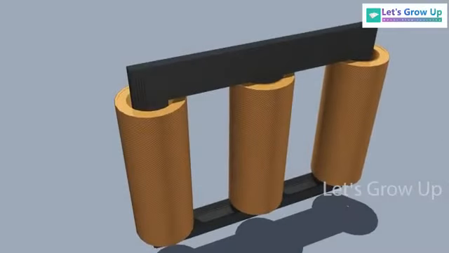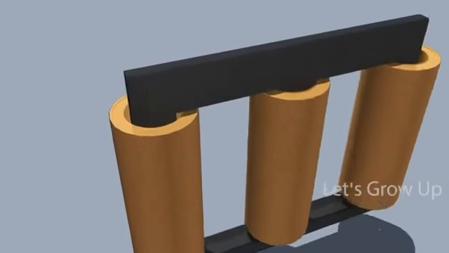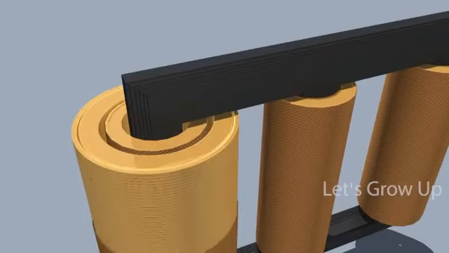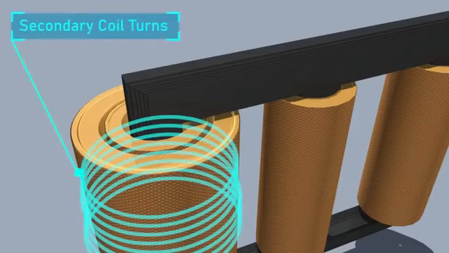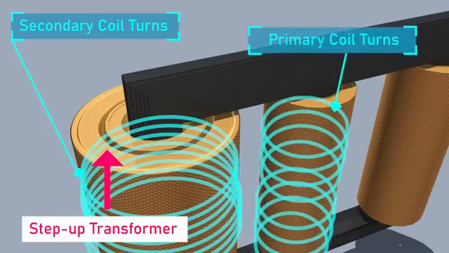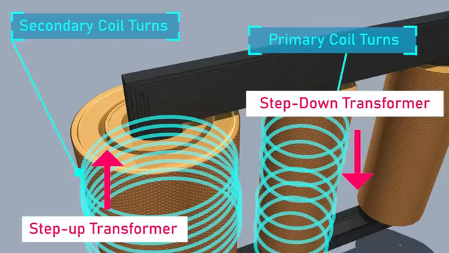The winding which receives electrical power from the source is known as the primary winding. The winding which gives the desired output voltage, due to mutual induction, is commonly known as the secondary winding. Here, if the number of secondary coil turns is greater than the number of primary coil turns, N1, then it is called a step-up transformer. That means increasing voltage from the primary to secondary winding. Conversely, a transformer that decreases voltage from the primary to secondary winding is a step-down transformer.